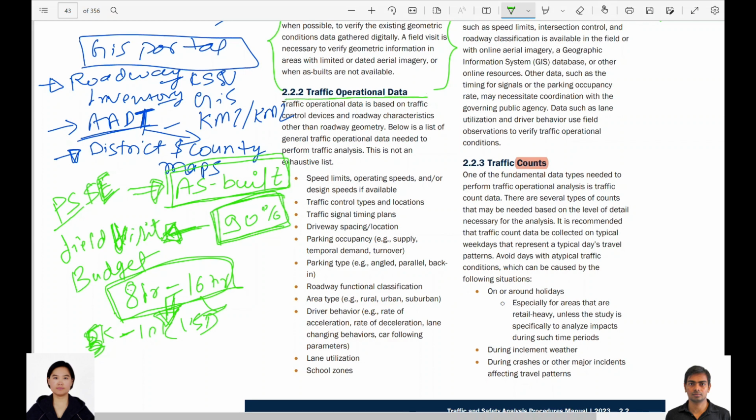Traffic operational data. Traffic operation data is based on traffic control devices and roadway characteristics. Other than roadway geometry, below is the list of general traffic operation data that is needed to perform the traffic analysis. I'll reload this page to clean things up.